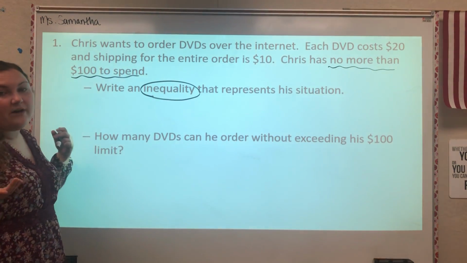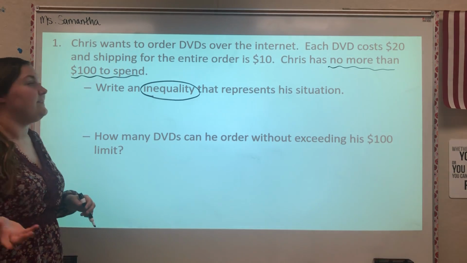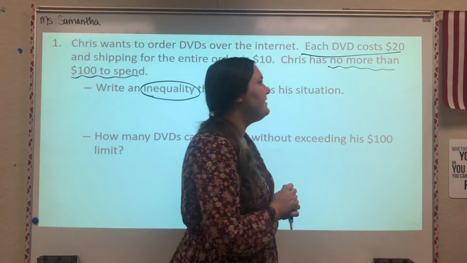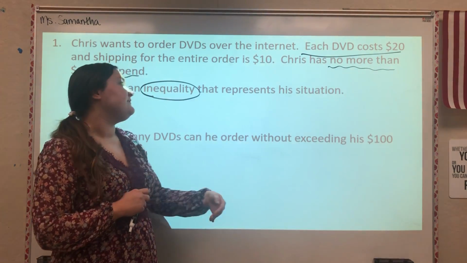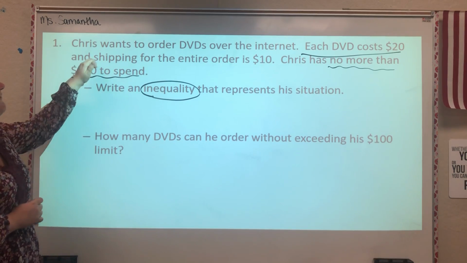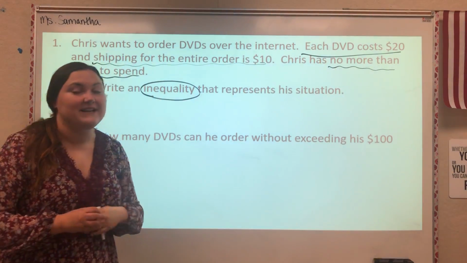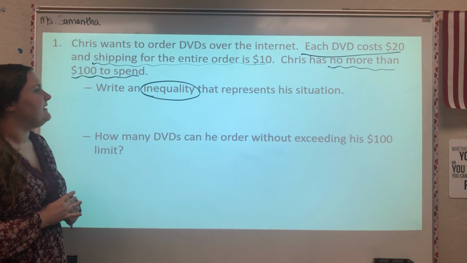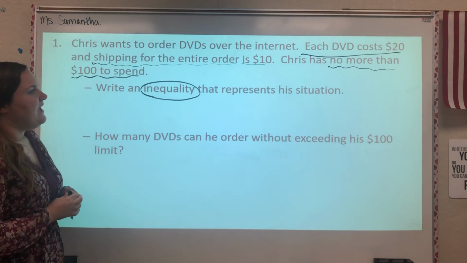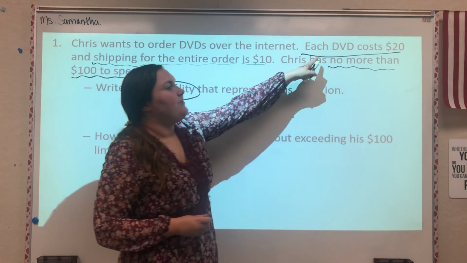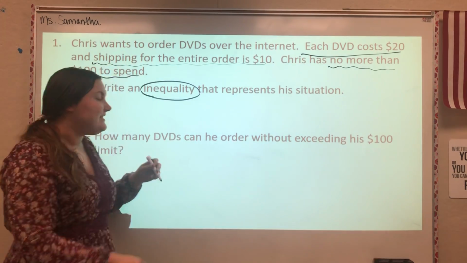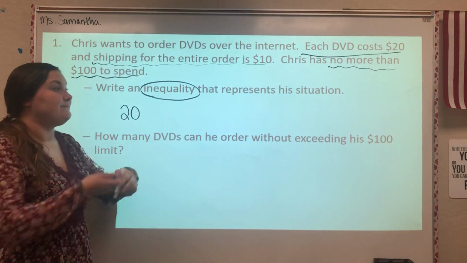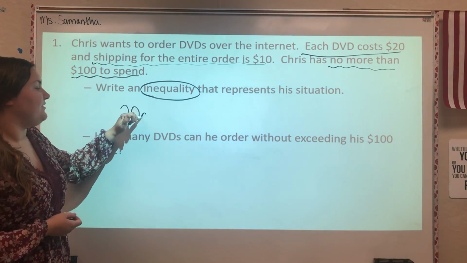The first part to our inequality, though, is really similar to what you already did with equations. We've got each DVD costs $20, so he's paying $20 for every single DVD, and shipping for the entire order is $10. So for him to get all these DVDs shipped to him, he has to pay $10 for the whole order. And we know he has no more than $100 to spend. We want to start off by showing he's spending $20 for every single DVD. He's spending $20 times the number of DVDs he orders. We don't know how many DVDs, so I could use a variable.